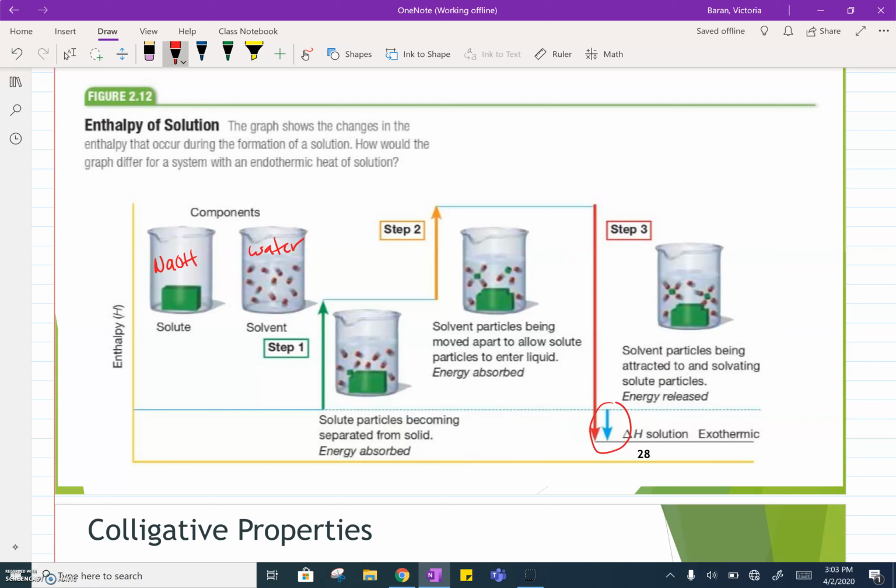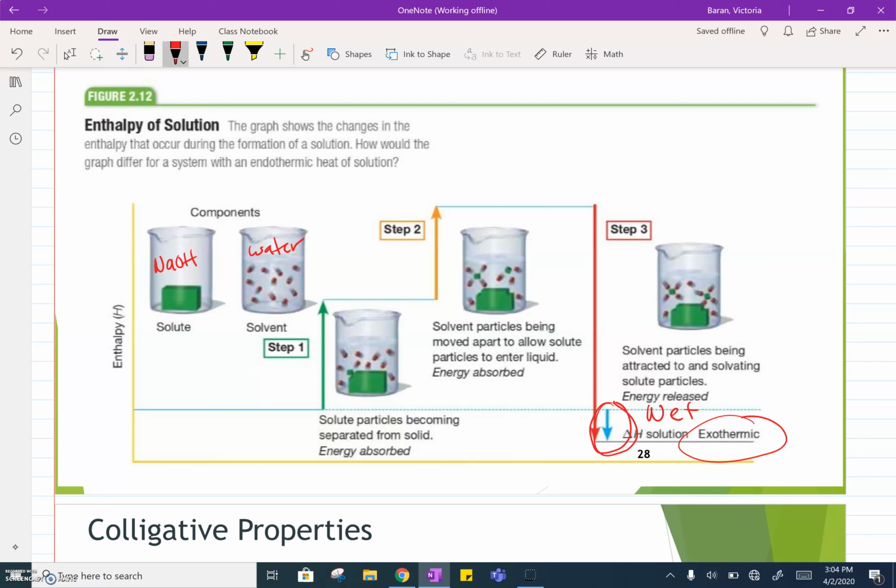So overall, this blue arrow right here would be your net amount of energy that was, in this case, released during that reaction. So overall, more energy was released than what was absorbed. So that is why this is an example of an exothermic reaction. If this was an endothermic reaction, then this blue arrow would be going up overall, and that means more energy would have been absorbed than what was released.